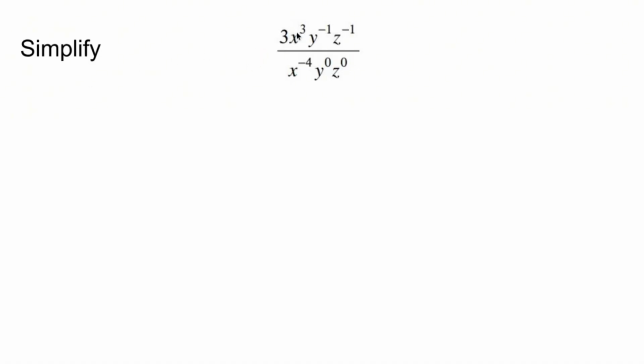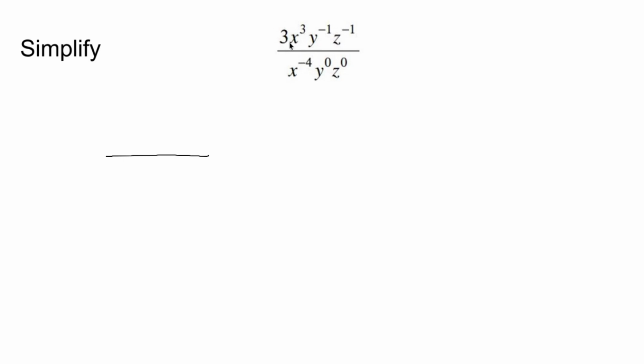Simplify 3x cubed, y to the negative 1, z to the negative 1, all over x to the negative 4, y to the 0th, z to the 0th. All right, so I have a big fraction bar, and what I'm looking at is positive exponents, negative exponents, and 0 exponents. We're going to take turns going through all 1, 2, 3, 4, 5, 6, 7 of these terms and seeing if they stay, seeing if they move, or seeing if they turn into anything.